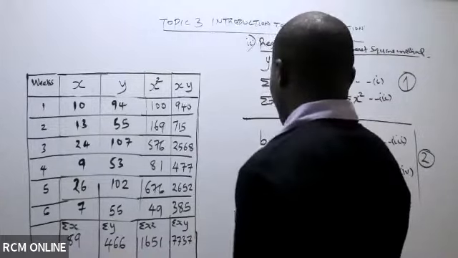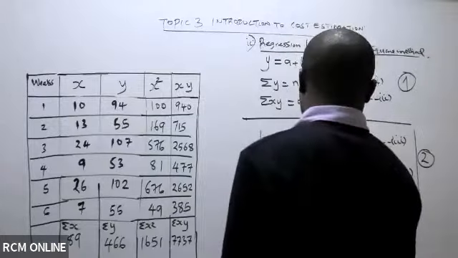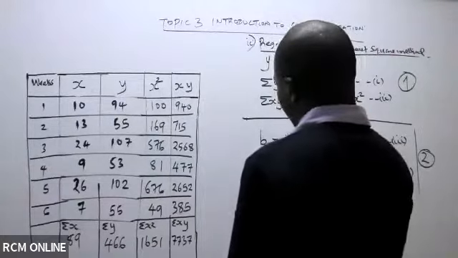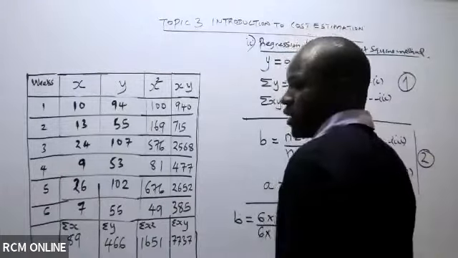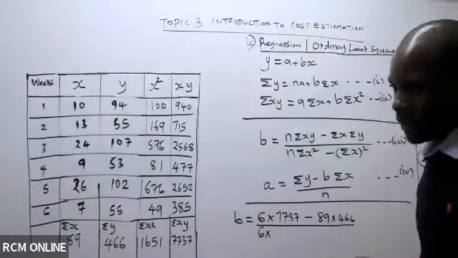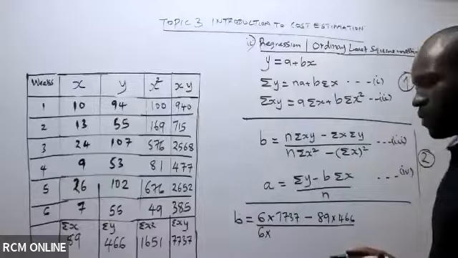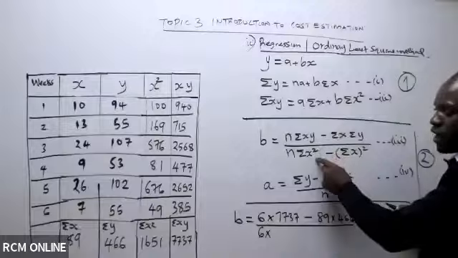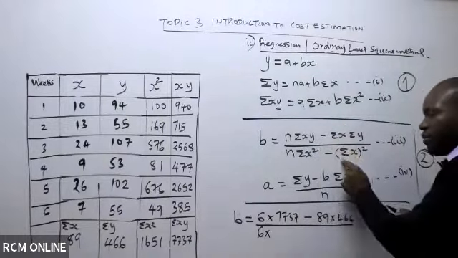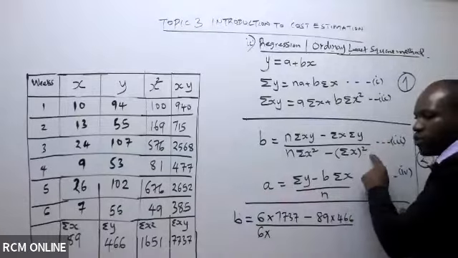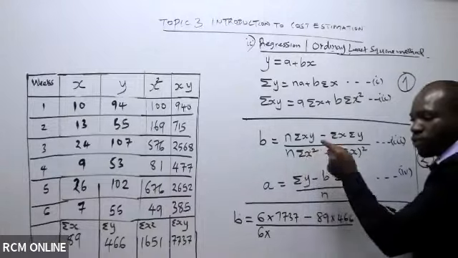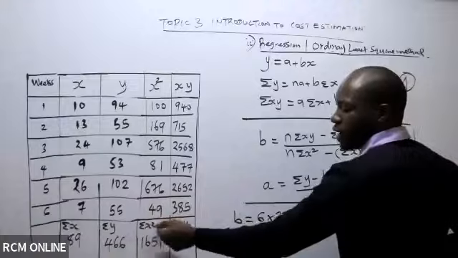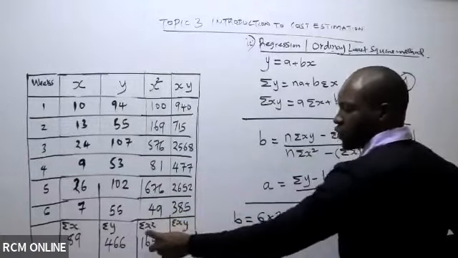Then we go to the denominator, right? Denominator: n times the summation of X squared. I want us to get the difference from day one. There's a very big difference between the summation of X squared and the summation of X, bracket, squared. The summation of X squared, I pick it from this column. So this is the figure.